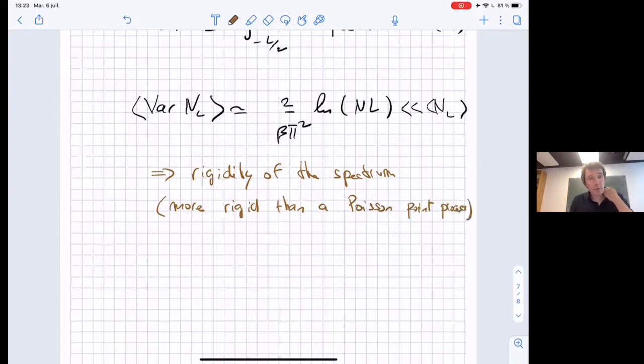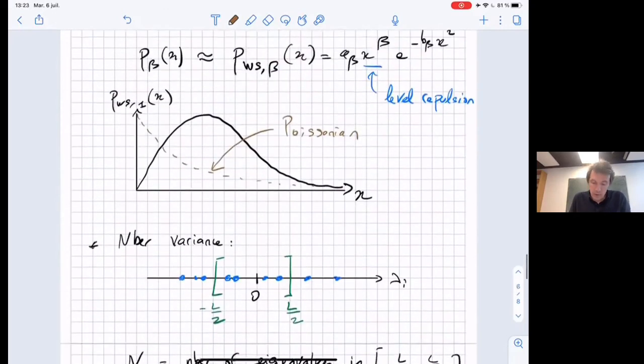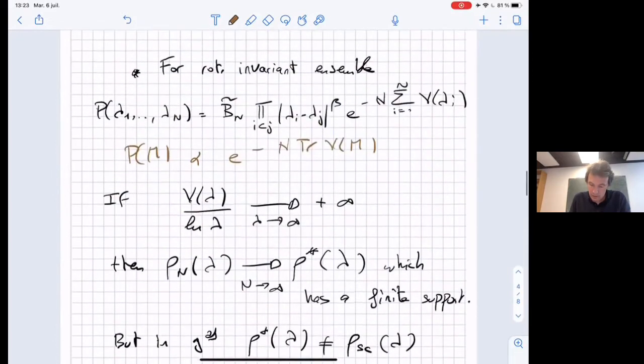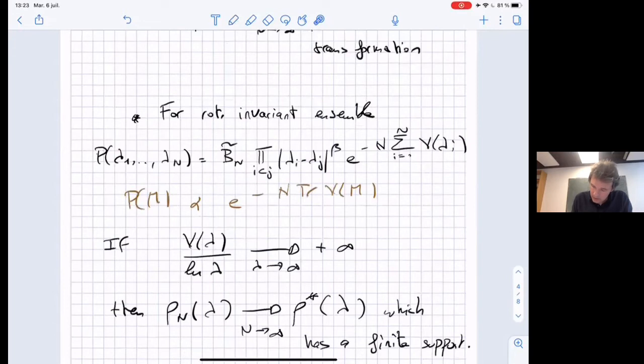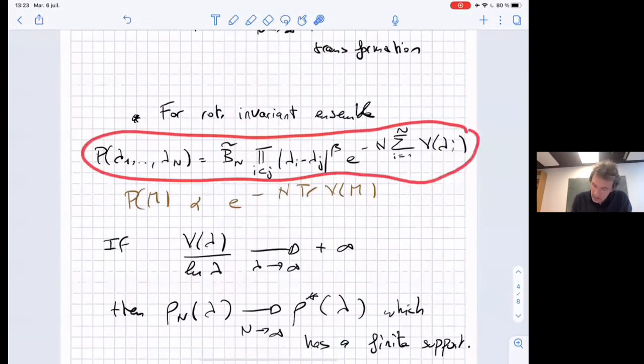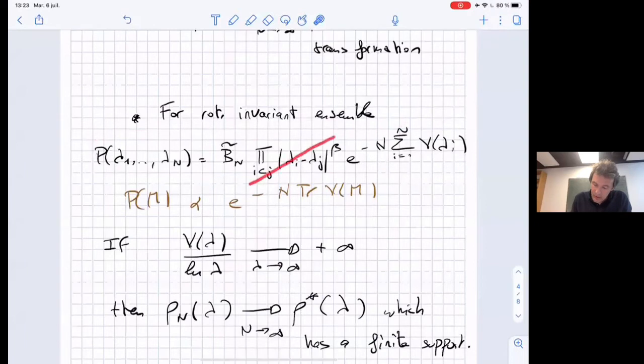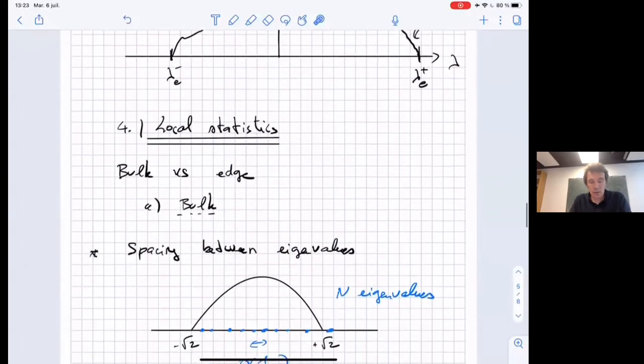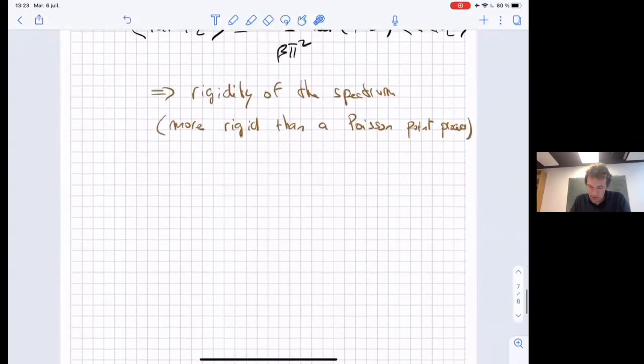And this rigidity, of course, is due to the correlations that you have between the eigenvalues, right? That's really due to this Vandermonde term, this interaction term. Because again, if you didn't have this term, then that would mean that these eigenvalues would be simply independent, and you would expect to have some Poisson process in the limit of large N. But because of this Vandermonde term, you have strong interactions between the eigenvalues, and this is where the rigidity comes from. Gregory? Yes.